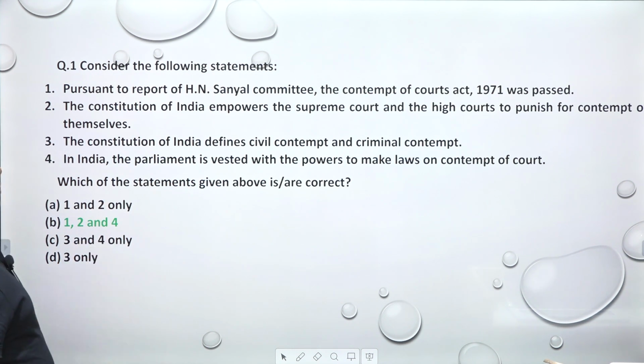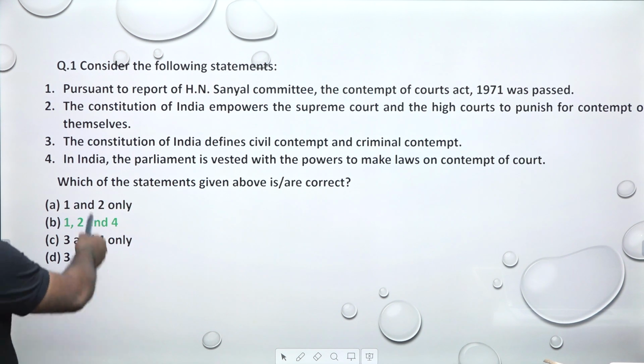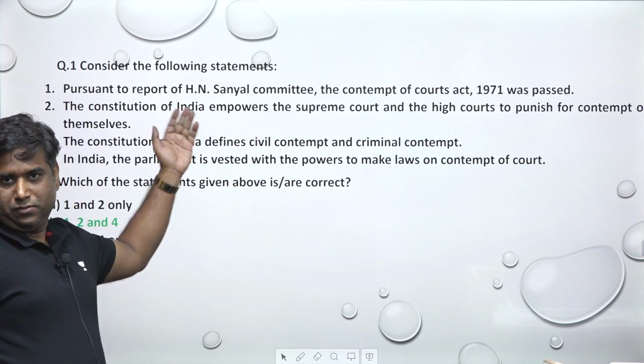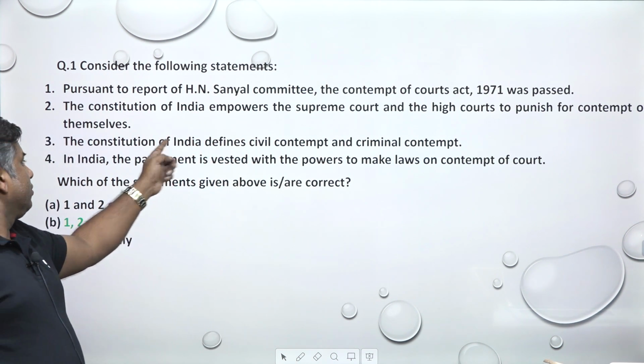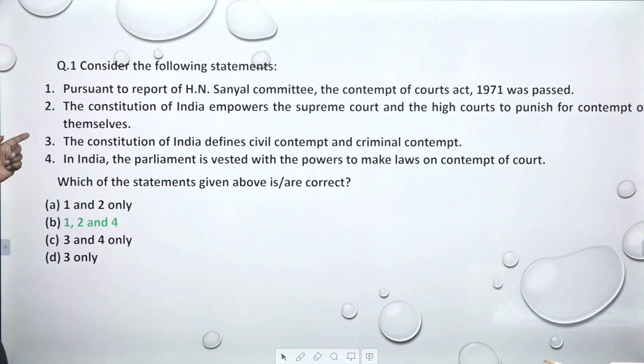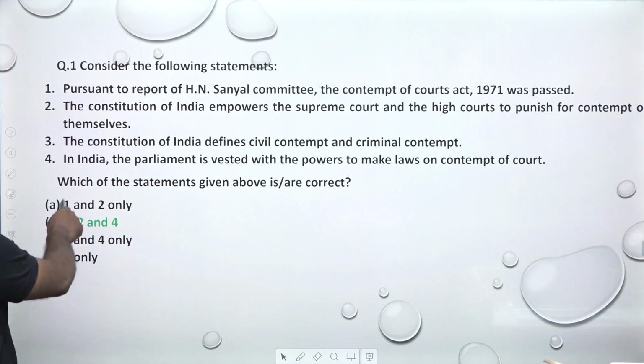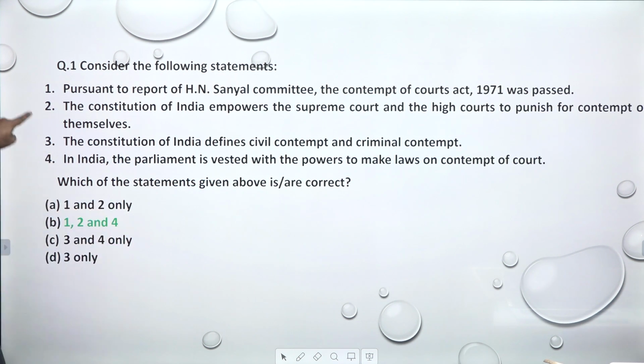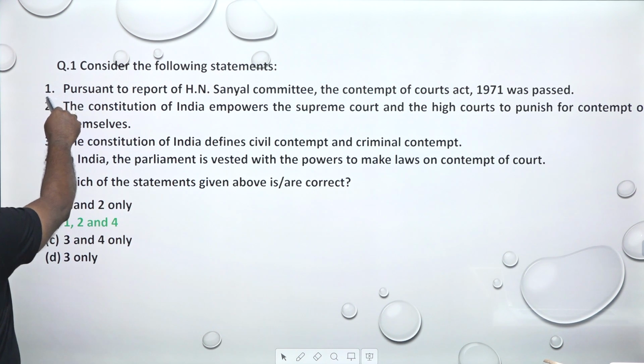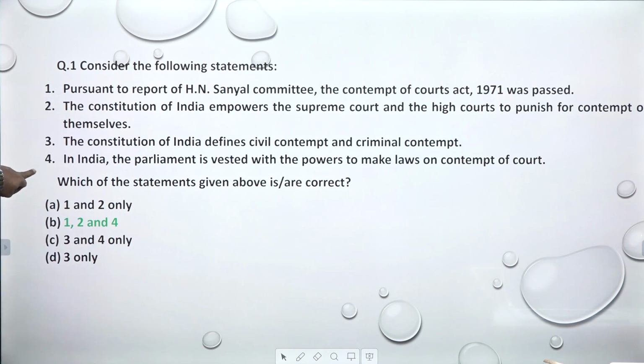The Constitution of India empowers the Supreme Court and High Court to punish for contempt of themselves. That is true. The Constitution of India defines civil contempt and criminal contempt. We know that it is not true. So, this is incorrect. If 3 is incorrect and 2 is correct, so technically you will find out either 1, 2, 4 or 1, 2 is going to be your answer. And if 1 is common in both, so 1 is correct. 1, 2 is correct. Now, whether 4 is correct or not.